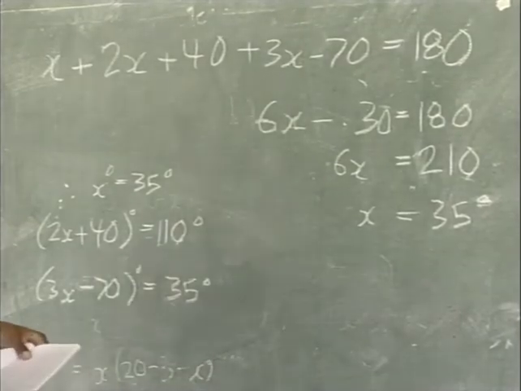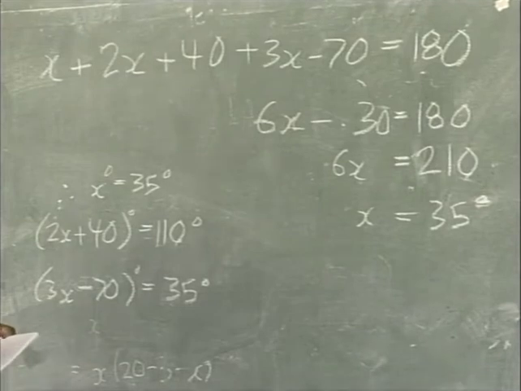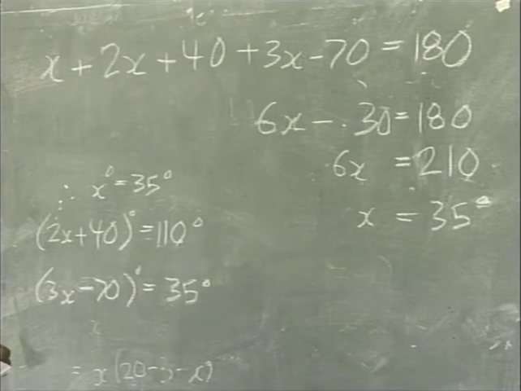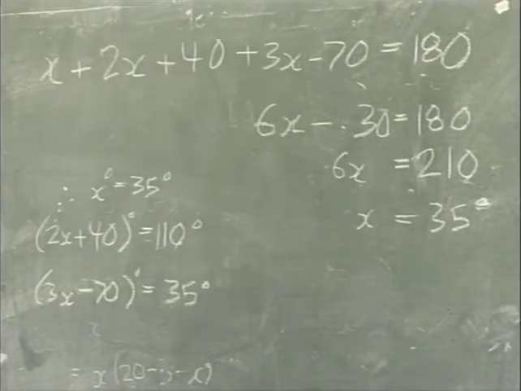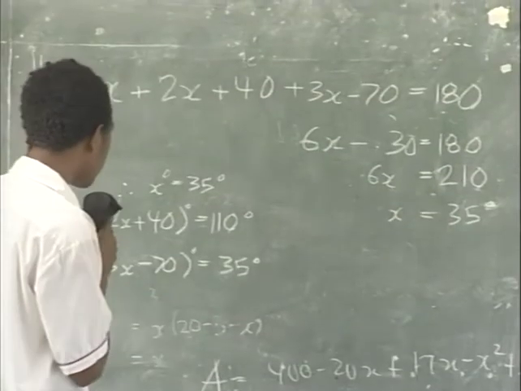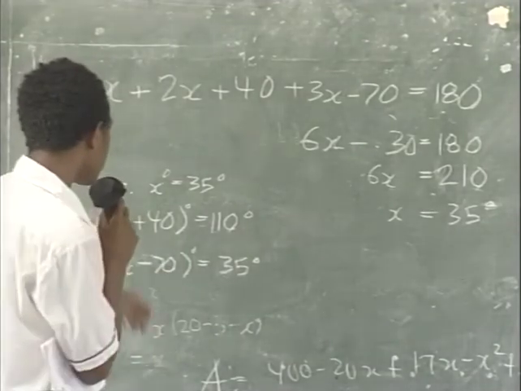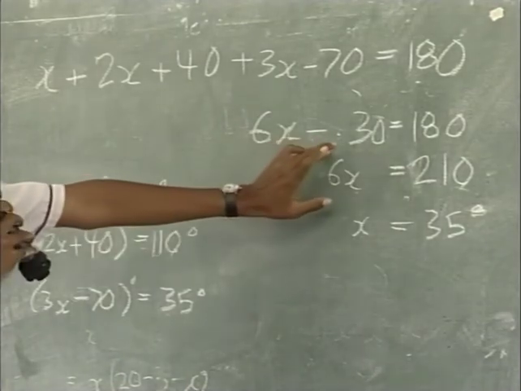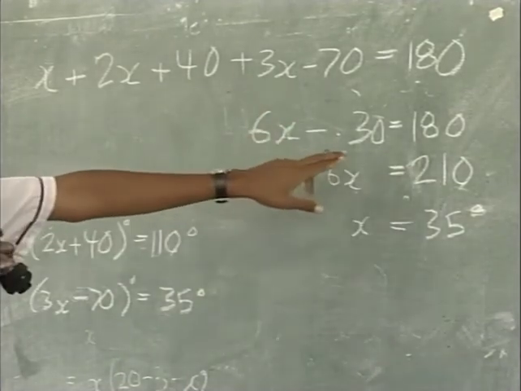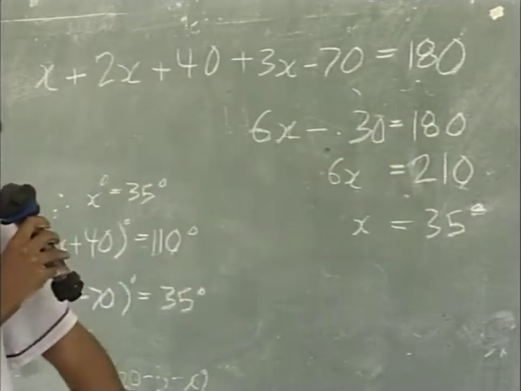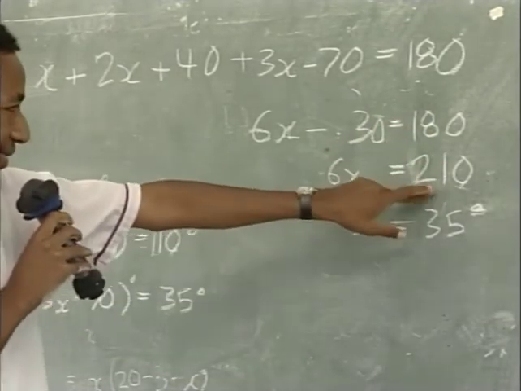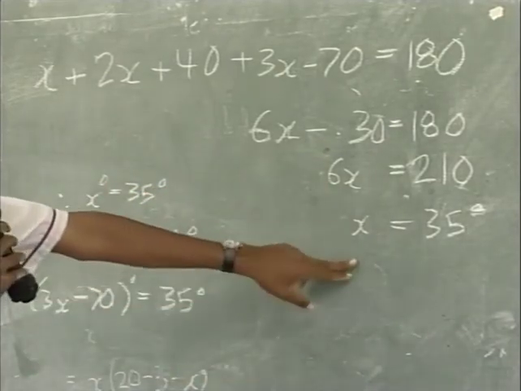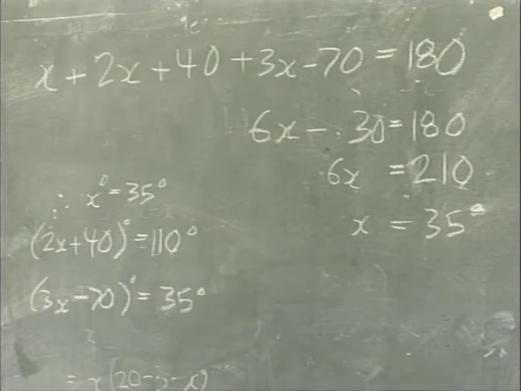The question reads, the angles of a triangle are x degrees, 2x minus 40 degrees, and 3x minus 70 degrees. Prove that it is an isosceles triangle. So first we add all the angles, then we collect the like terms, then we switch 30 to 180, which becomes 210 equals 6x. x is equal to 35 degrees.